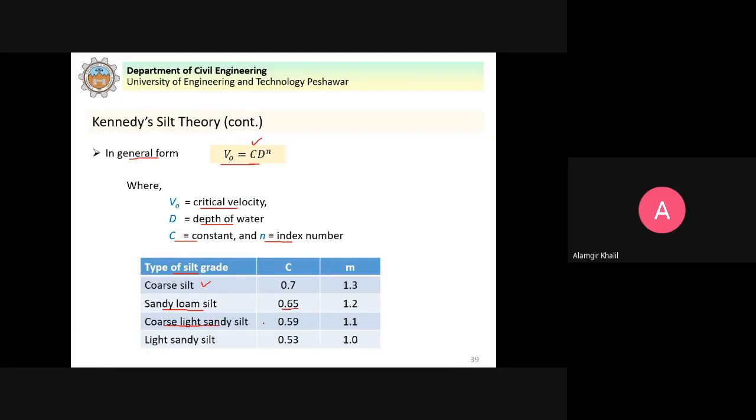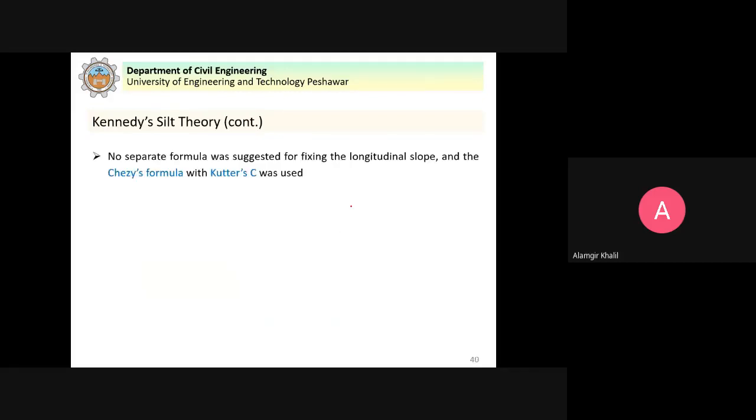Coarse light sandy silt, then 0.59. Light sandy silt 0.53. So these are guideline values, clear. And the critical velocity ratio for these silt grades can be for coarse silt 1.3 and so on.